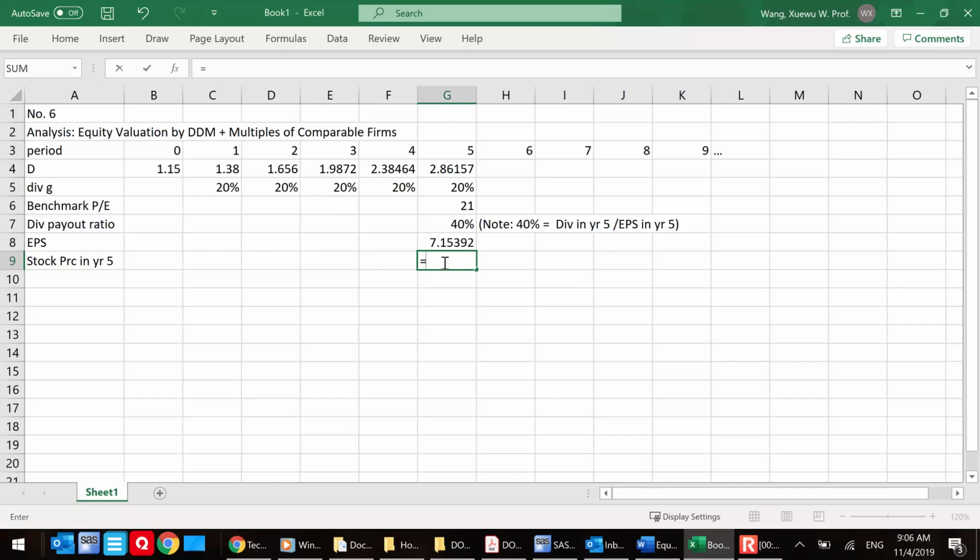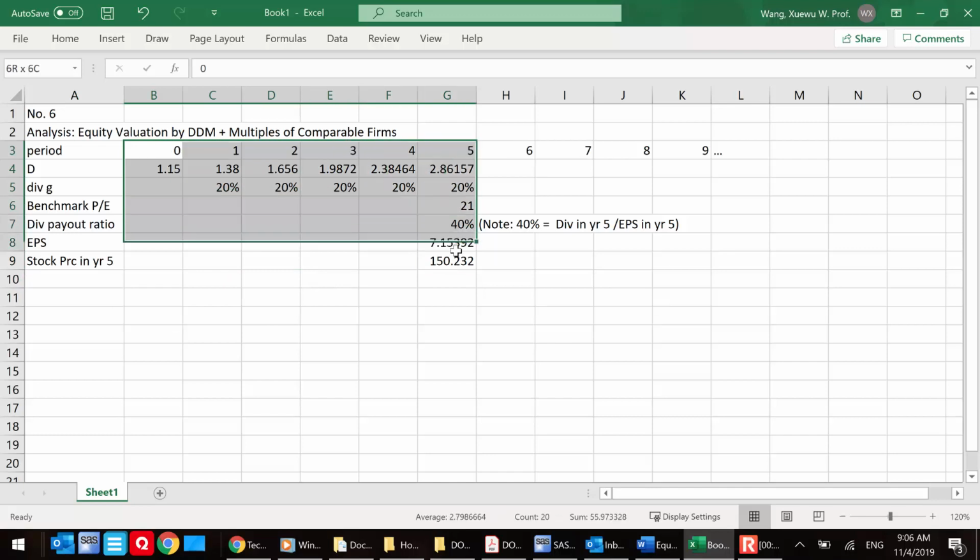The stock price in year 5, remember, is the valuation by multiples. We have the earnings per share and we have the benchmark PE ratio, so that's going to be the stock price in year 5. Now you can think of this as a hypothetical myopic investor who is going to only invest in the stock for 5 years and sell the stock at the end of year 5.